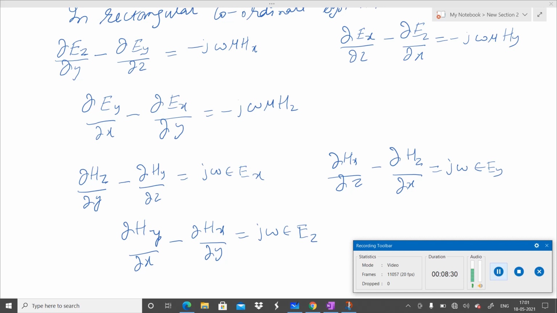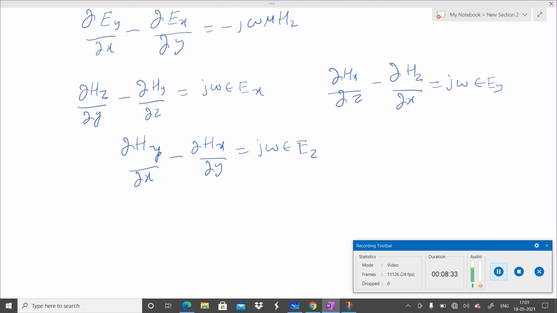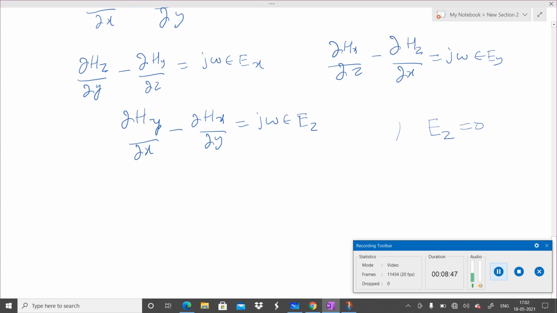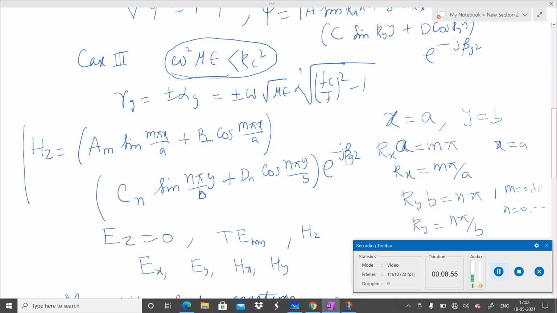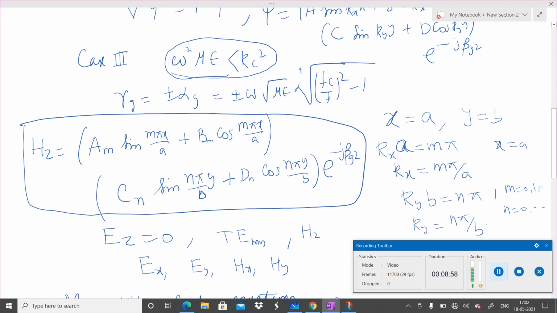Now we can simplify it. The first simplification is that we know it is a TE wave, so Ez will be 0. Wherever we have Ez, we will put that equal to 0. That will simplify a lot of equations. The other thing is the form of Hz. Let me go back to the previous page. Look at this Hz. Here is the waveform in the z direction: the x component has sinusoidal terms, the y component has sinusoidal terms, and z has the term e to the power minus j beta z. Keep this in mind.